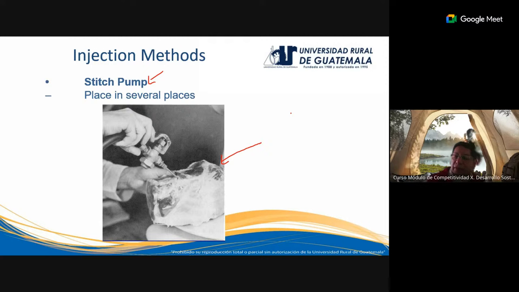In our next class, we will be checking some methods to preserve vegetables using salt, or in this case, we will be using also a sugar and vinegar, but that will be in our next class. So here, let's continue.